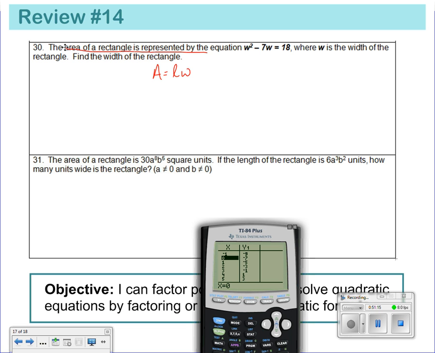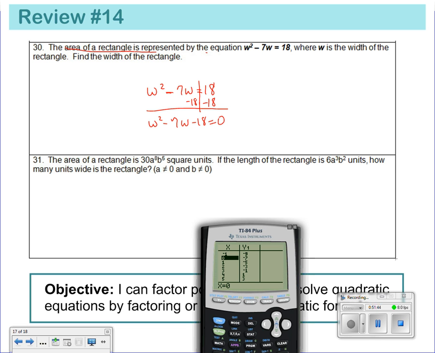I'm confusing this with the one below it, but let's go ahead and do it. w squared minus 7w equals 18. You notice you have an equation, it's equal to 18. Well, we can solve this because it is also a quadratic, because it's a squared term. In order to solve it, we need it equal to 0 though. So we're going to move the 18 to the other side. That gives us w squared minus 7w minus 18 equals 0.